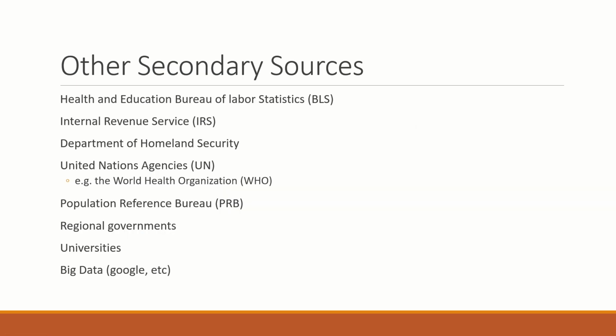that can be mined for this data later on by researchers. Other secondary sources can include different institutions that work directly with data acquisition. For example, here are some that come up quite often. The Health and Education Bureau of Labor Statistics, the Internal Revenue Service, Homeland Security. The United Nations has many different data acquisition agencies, like the World Health Organization, which was really highlighted during the pandemic. There's the Population Reference Bureau. There are regional governments that collect data, like the state of Massachusetts, like the city of Pittsburgh. And then there are universities, which also spend a lot of time collecting data.